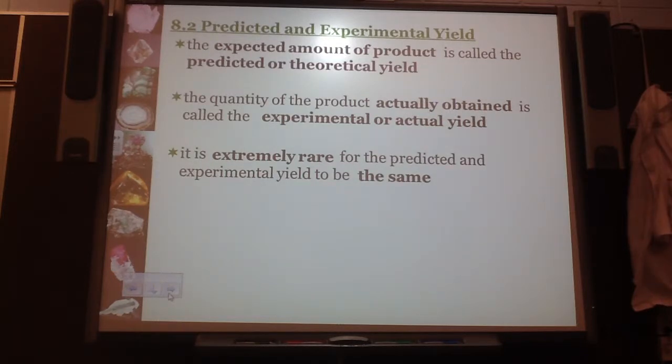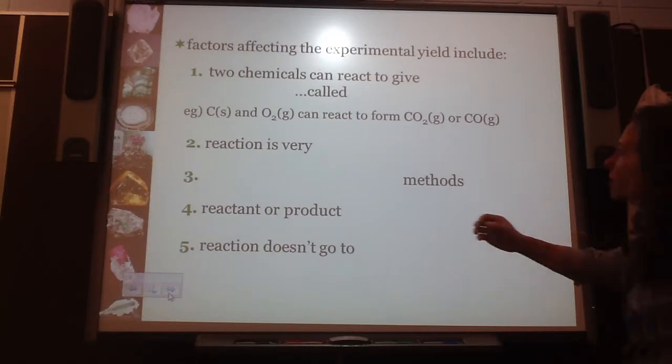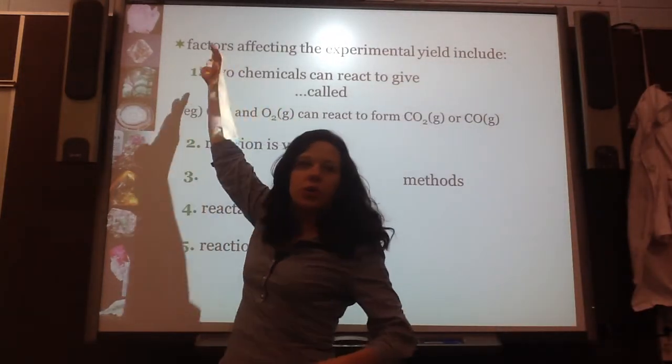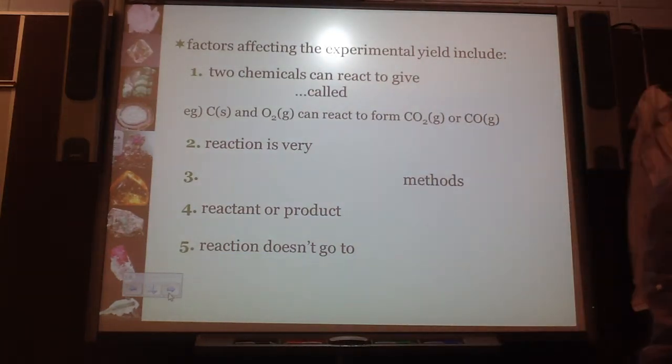So there could be sources of error. Okay? So factors affecting the experimental yield will include these things, and we could say that these are sources of error. So make a note to yourself that these factors are also called sources of error. So when you're asked that on the lab, sources of error.